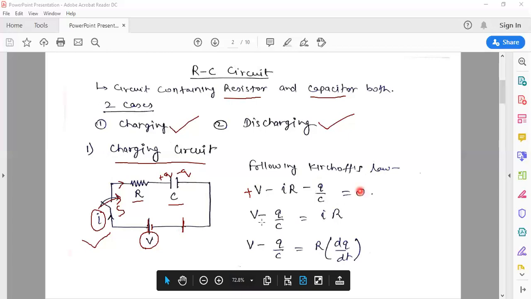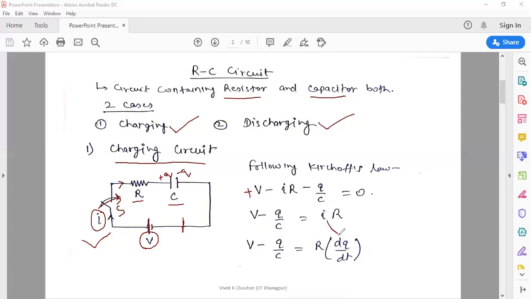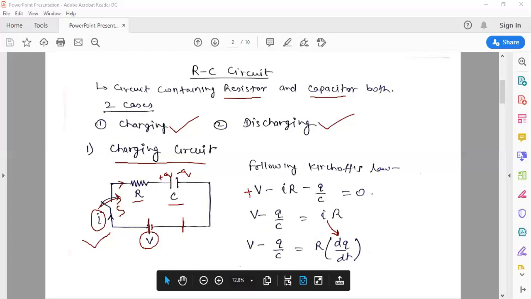Now, doing some rearrangement, we reach this step. Now here we know that I is equal to dq by dt. It is the rate of flow of charge. So we have just replaced I with dq by dt in the next step. And after that, if we want to derive the expression for q, we will have to do some mathematics.